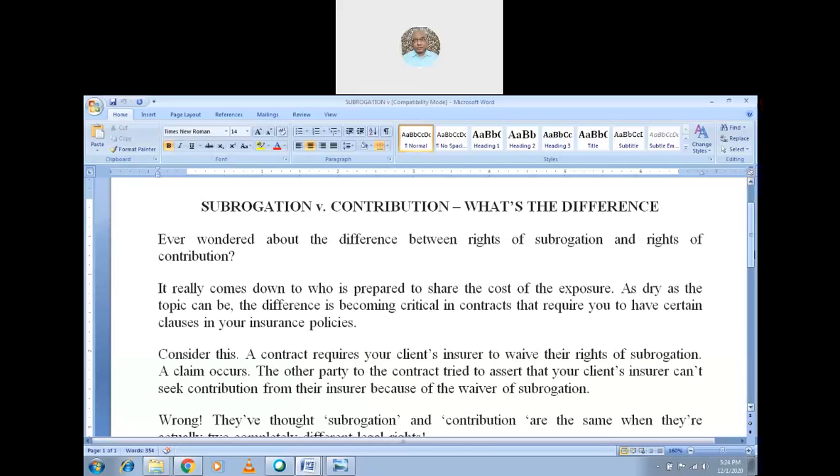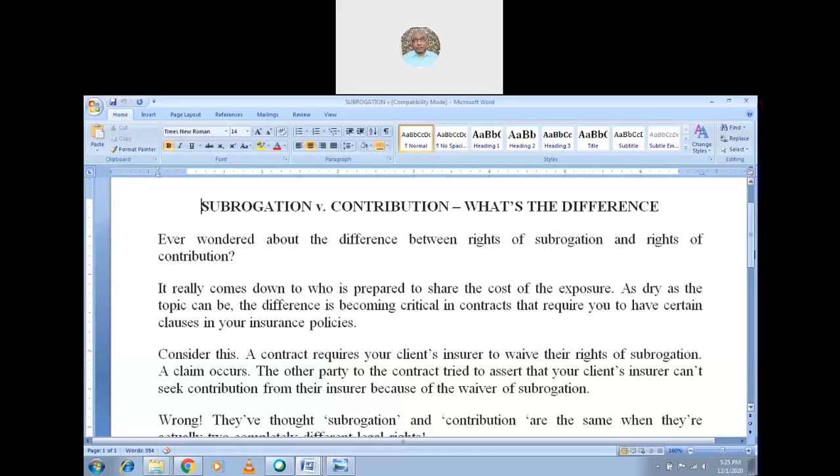Okay. Now let us see what subrogation and contribution are. Ever wondered about the differences between the rights of subrogation and the rights of contribution? It really comes down to who is prepared to share the cost of the exposure. As dry as the topic can be, the difference is becoming critical in contracts that require you to have certain clauses in your insurance policies.